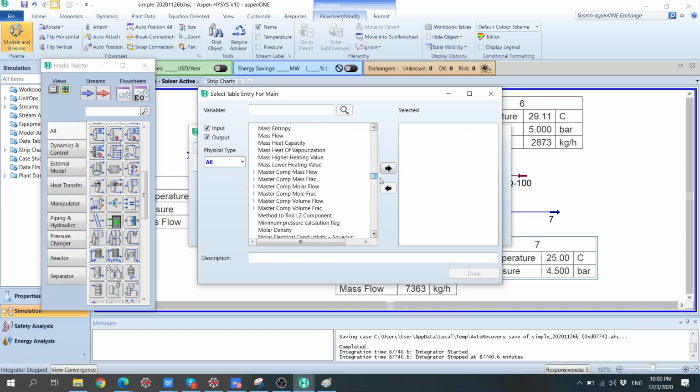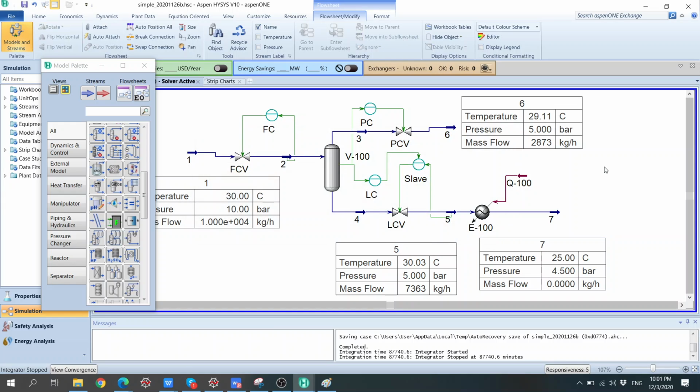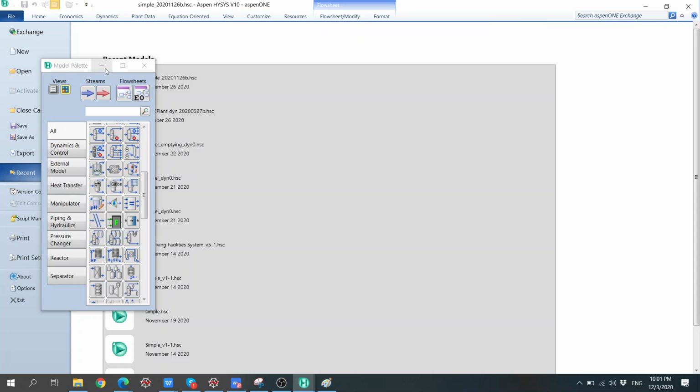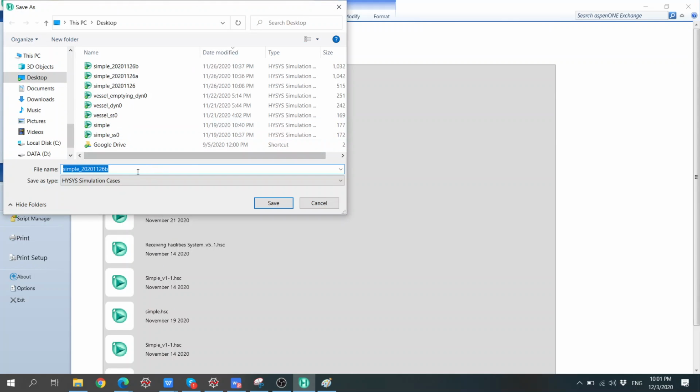I want to have mass flow rate. In this case, we do save as, just in case this simulation goes haywire. 1203.